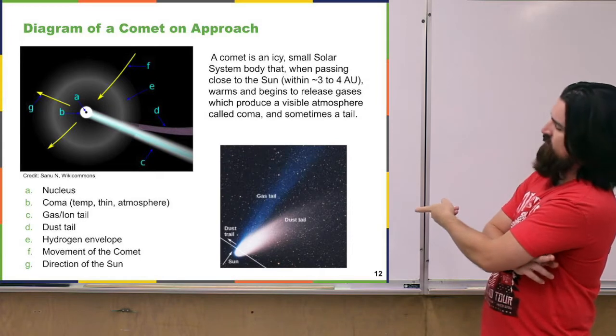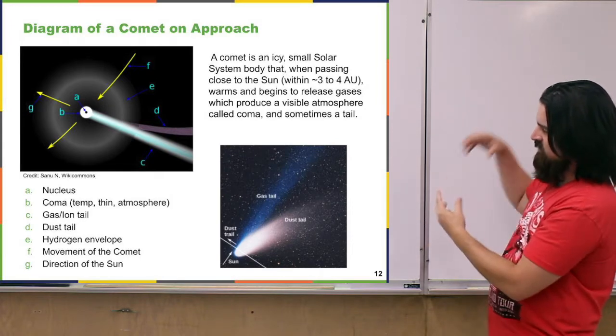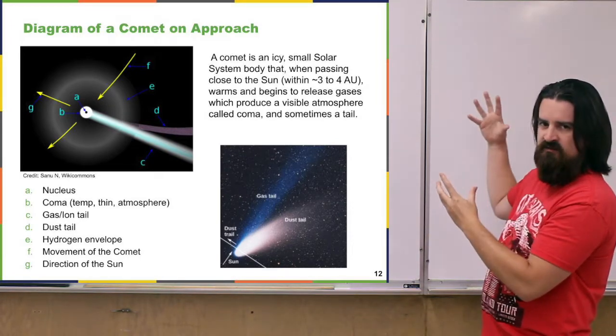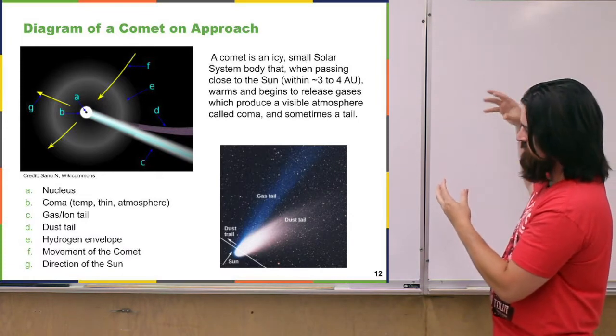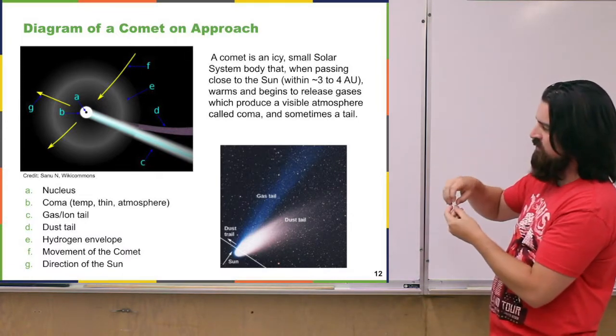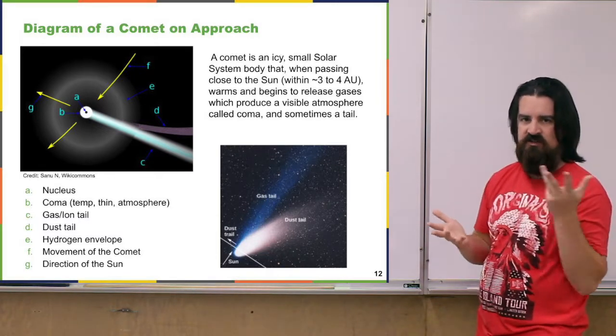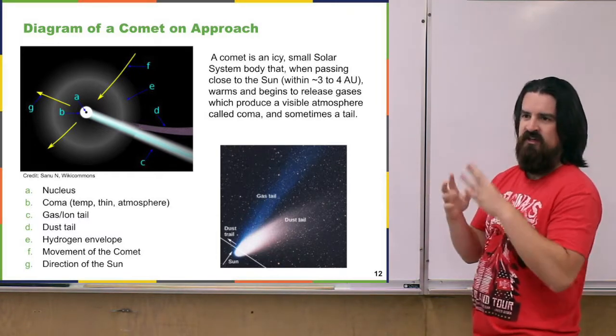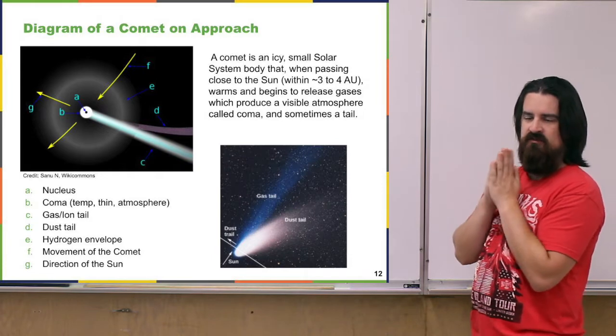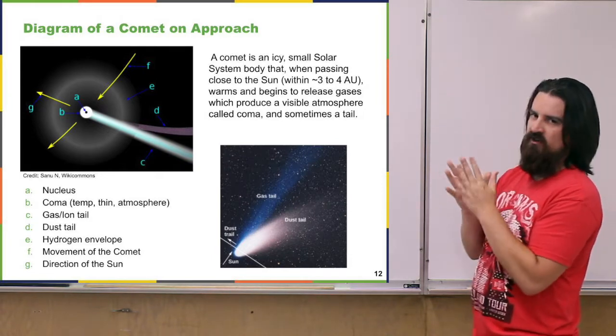You can see that better maybe in this picture down here. The dust tail is maybe the most iconic thing you would think of when you think of a comet. But there's also a gas tail. So the dust tail is like dust. It's pretty small stuff, but the gas one is like single atoms and molecules, right? So very, very small stuff.